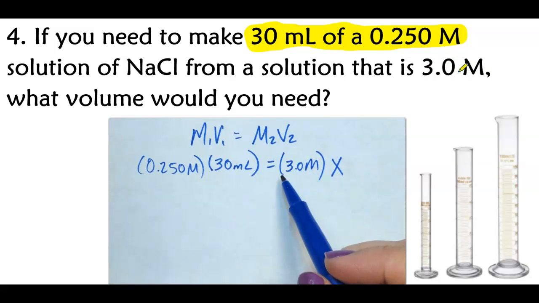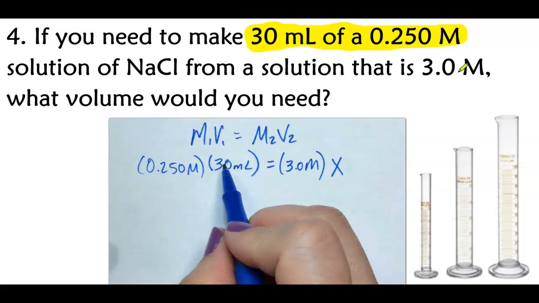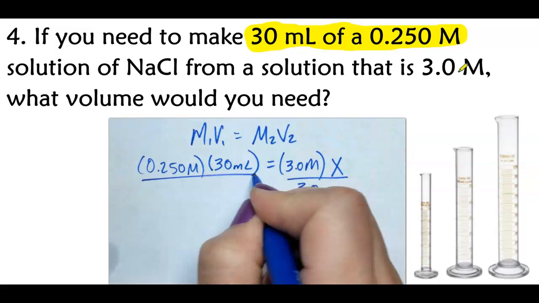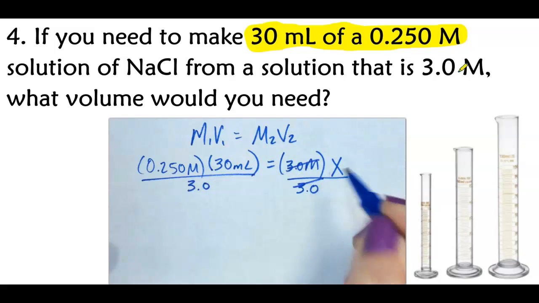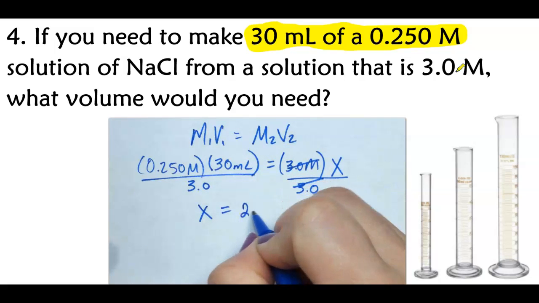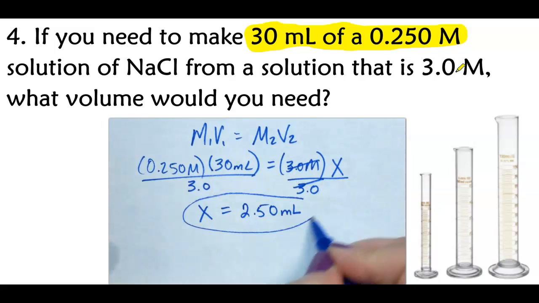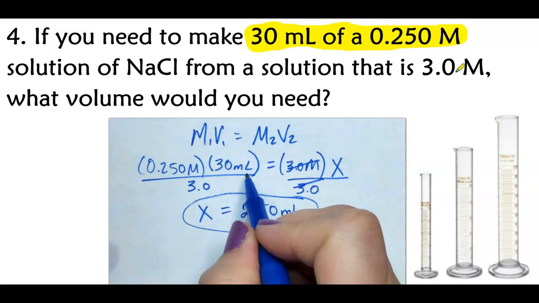We are solving for V2. What is the volume that's needed? So it's going to be 0.250 times 30, and then divided by 3.0. And algebraically, I'll just show that. So we're going to get x is equal to 2.50, and that's going to be milliliters since we were looking for volume, and V1 is in milliliters.